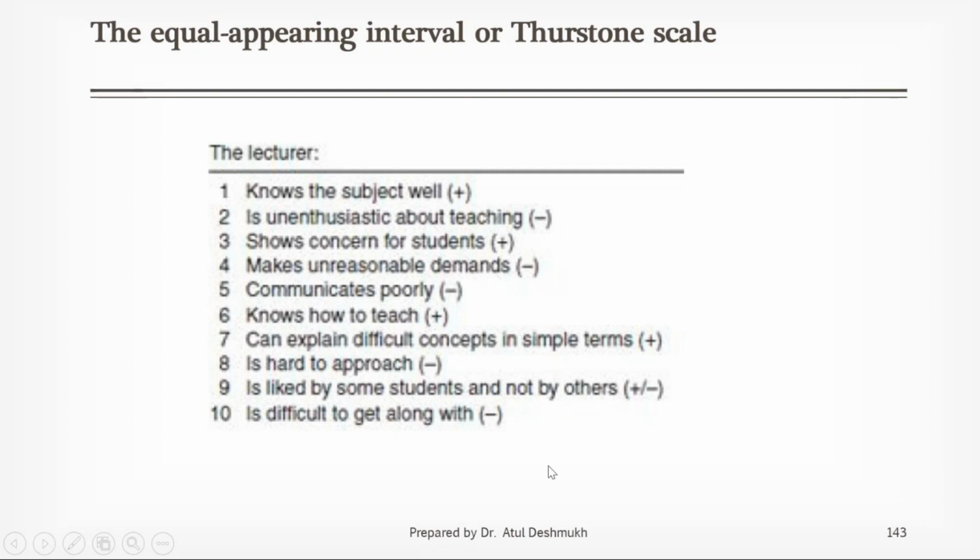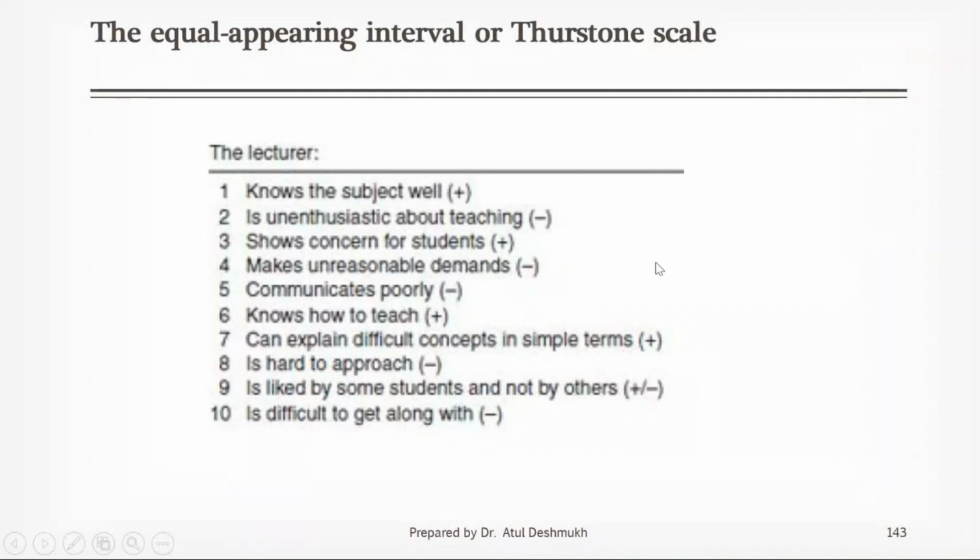Because they think this statement is more important in terms of getting the answer for the research question, the research hypothesis, the research problem. So that is the statement value or attitudinal value for a statement. Maybe another statement like knows the subject well will fall after this particular statement. They might think that is unenthusiastic about teaching is not important, so it might go to the last, to the position of 10.